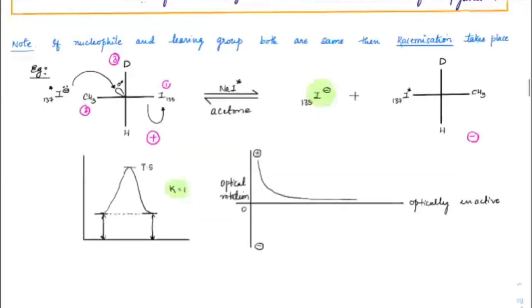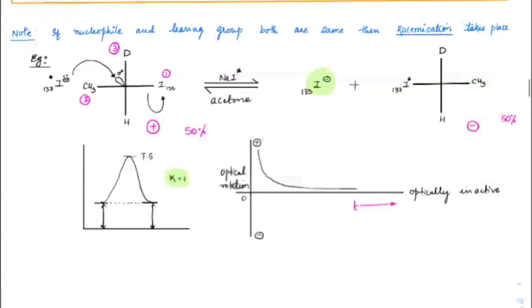But as it is changing slowly, the system would arise such that this would be around 50%, and after completion this would also be around 50%, which means it has undergone racemization. So over time, the optical rotation will almost become 0, or it will become an optically inactive solution due to racemization. I hope you guys understood that.